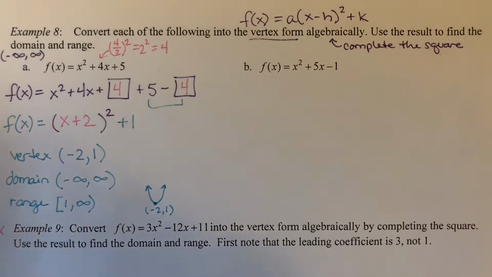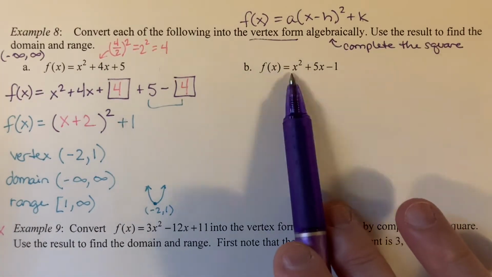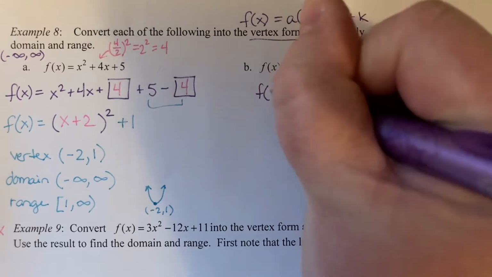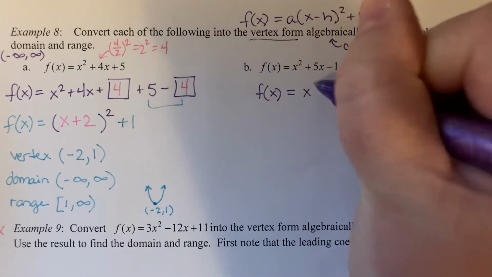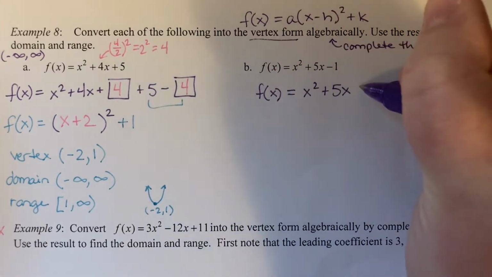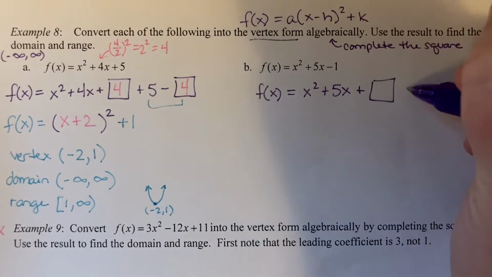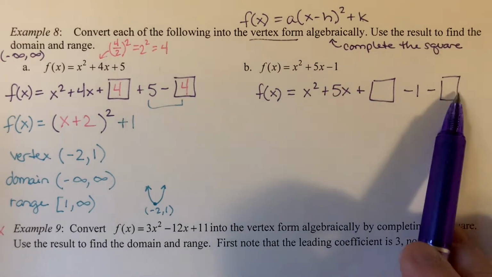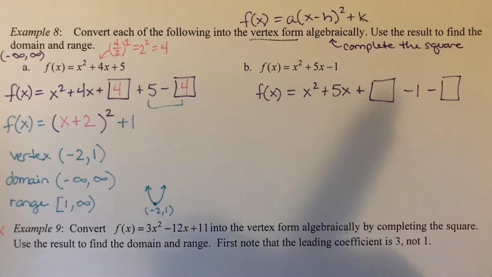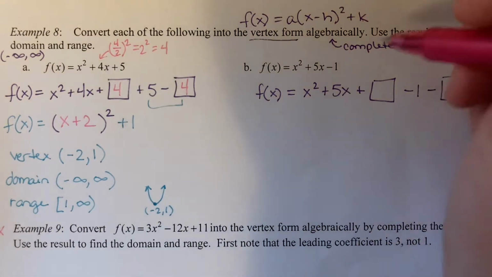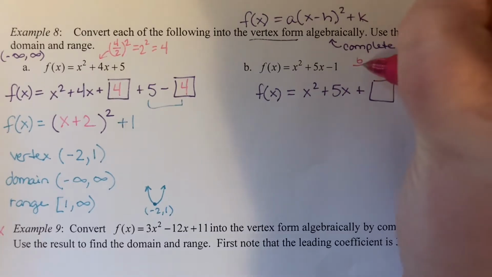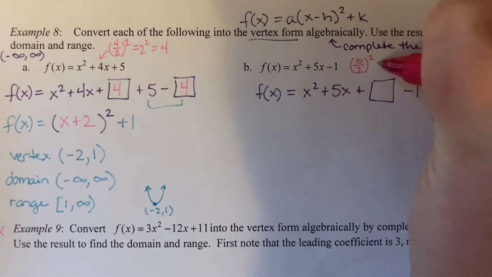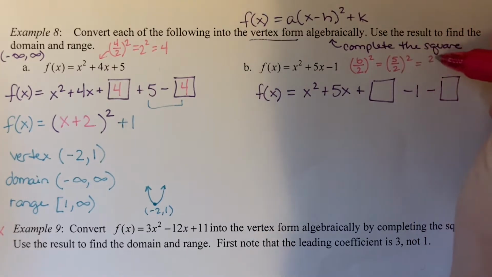Let's try another one, and then we'll do a couple more with a leading coefficient. So again, we have to keep just plain old f of x equals. So we're going to do this trick where we add and subtract the same thing. So I'm adding something and subtracting the same something. And the minus 1's just hanging out there to combine with whatever we add and subtract. And what it is we're adding and subtracting is b divided by 2 quantity squared. So that'd be 5 over 2 squared, which is 25 over 4.